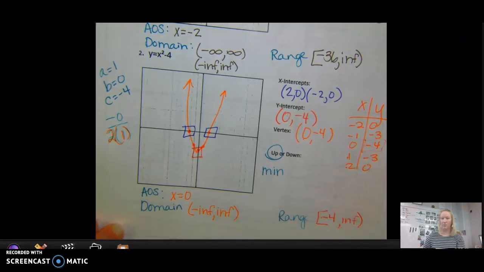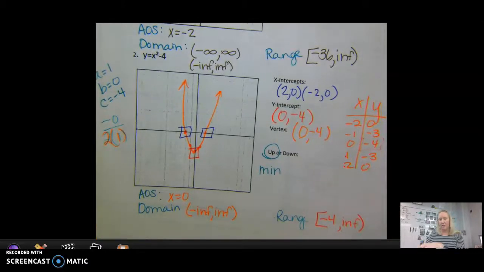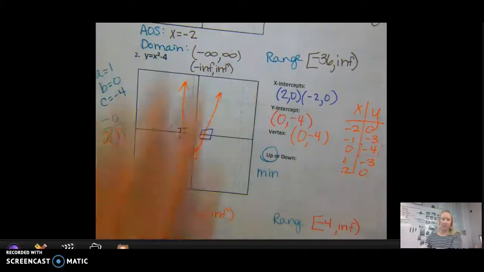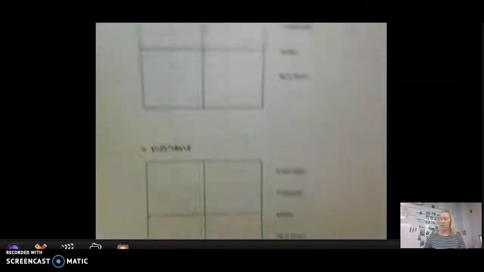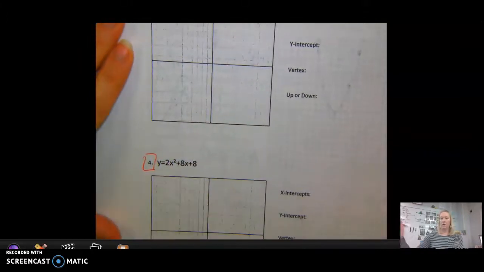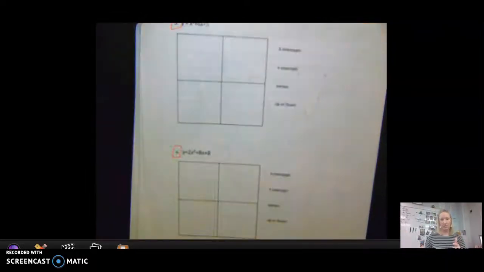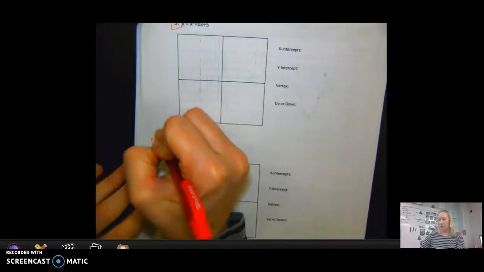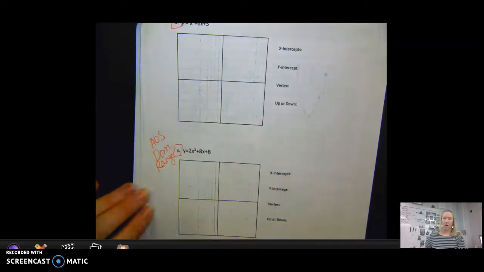That gets a parenthesis. So what you're going to do now, after watching that and after me going through it, you're going to use that information along with all the other information that we've gone through in this unit. And you are going to complete number 3 and number 4. But when you complete those, I also want you to find the AOS. I also want you to find the domain. And I also want you to find the range on all of them.